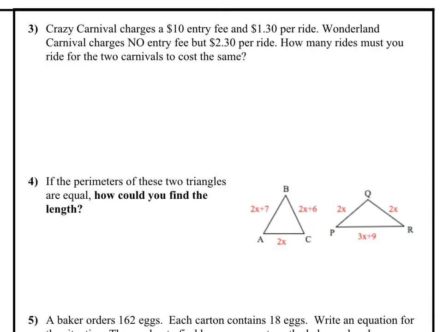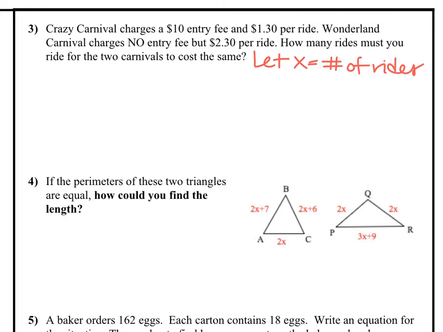Number 3 is really similar to the last one. You'll write two expressions, one for each. One for crazy carnival. First, define our variable. Let x equal the number of rides, because that's what we're asking for. How many rides must you ride for the two carnivals to cost the same? Remember to pause and read the question.